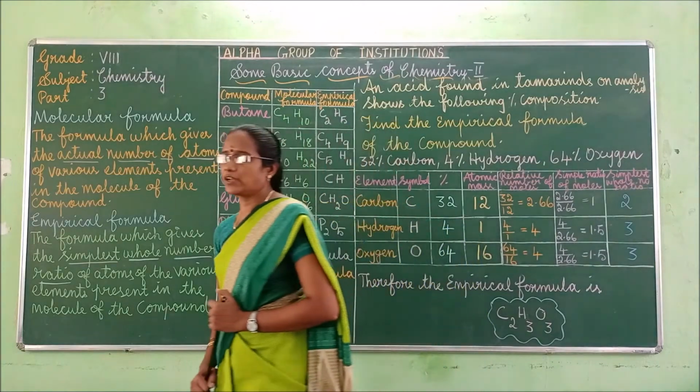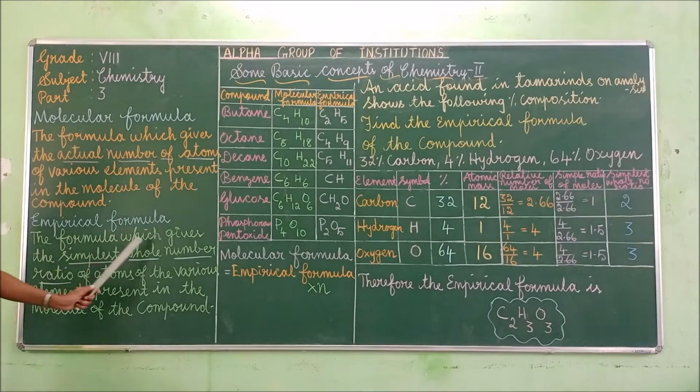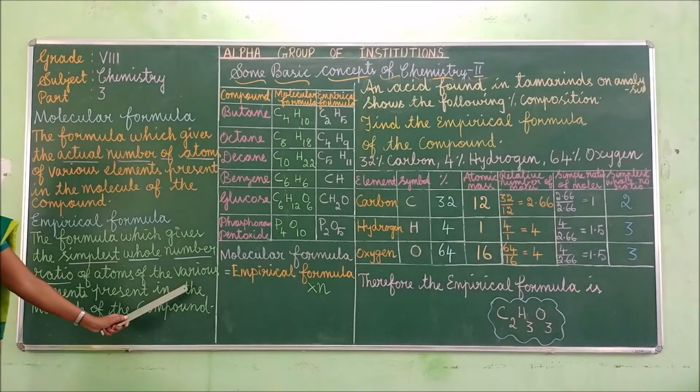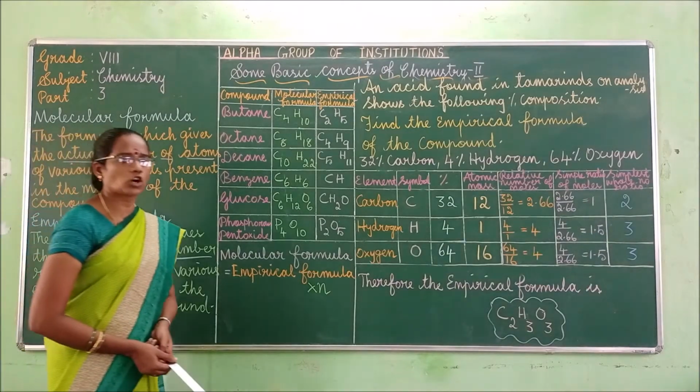Next one is empirical formula. What is meant by empirical formula? The formula which gives the simplest whole number ratio. This line is very important: simplest whole number ratio of atoms of the various elements present in the molecule of the compound. Okay, so once again I repeat, empirical formula means the formula which gives the simplest whole number ratio of atoms of the various elements present in the molecule of the compound.